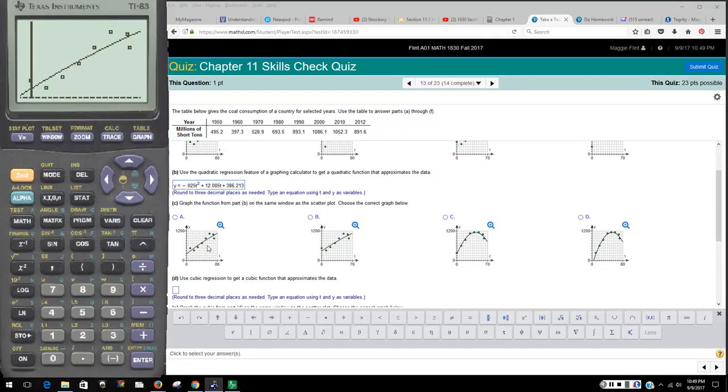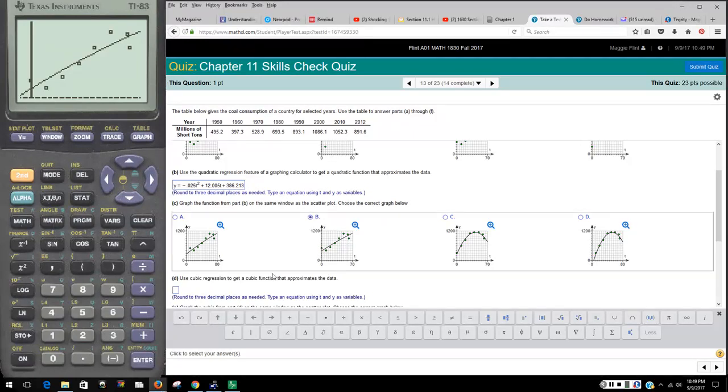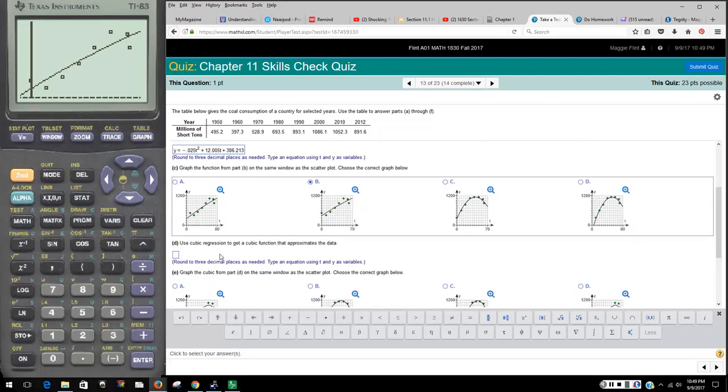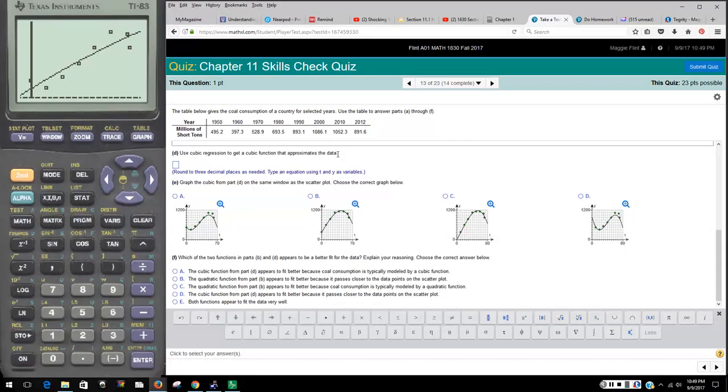It looks the most like this one. It obviously isn't that one or that one. The reason it's not this one is the same reason it wasn't that one up there. It's because we have that y-intercept. So the correct equation is B. Now, you notice that didn't fit really well. Shouldn't be a great surprise, because this thing actually curves not once, but twice, and quadratic equations only have one curve. So, going on down, it says use cubic regression to get an equation that approximates the data.